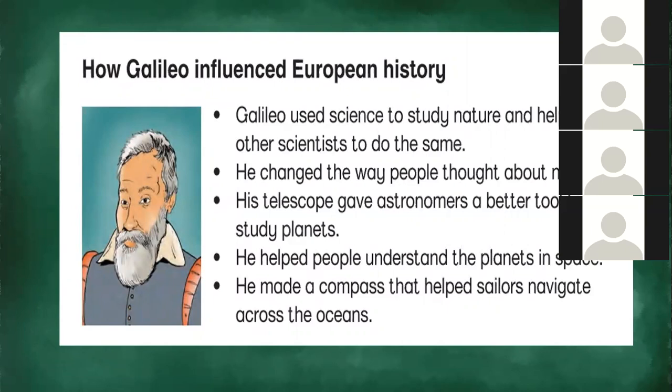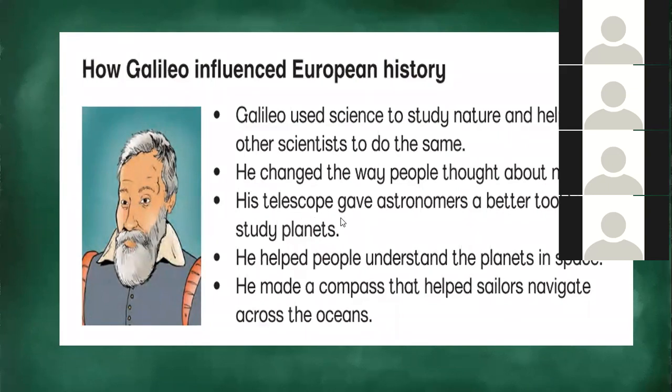Here they are telling us about the things that we've already read about Galileo's influence in history, okay? That he used science to study nature and help other scientists to do the same. So Galileo used science to study what? Nature, okay? He also changed the way people thought about nature. So he gave them new ideas about how to think about nature.